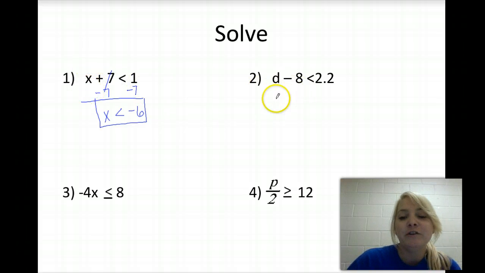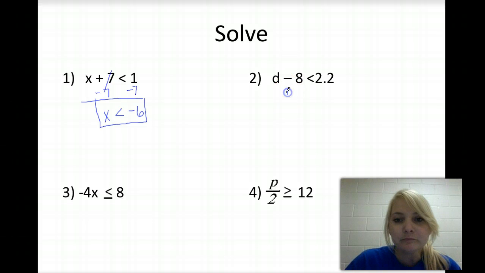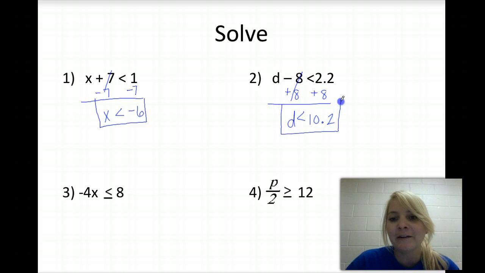All right, for 2, we have d minus 8 is less than 2.2. So to isolate d, we'll add 8 to both sides. So we get d is less than 10.2. And once again, any value of d that's less than 10.2 will produce a true statement in our original inequality.